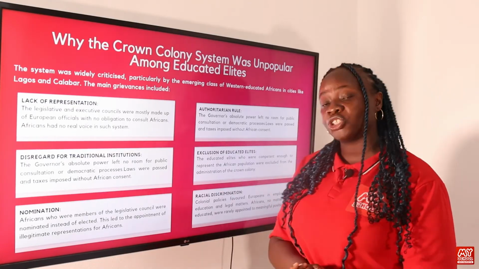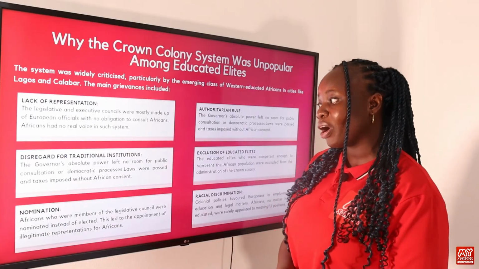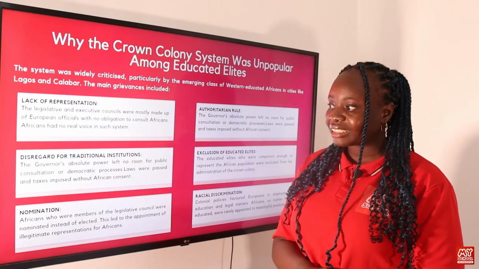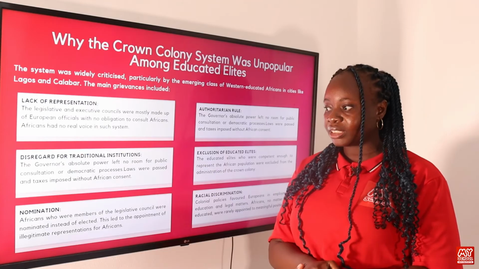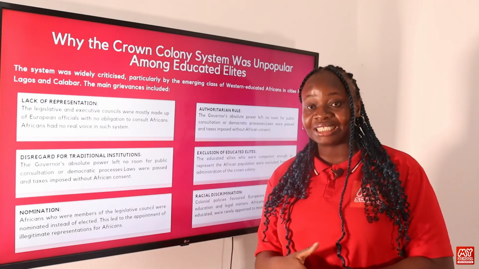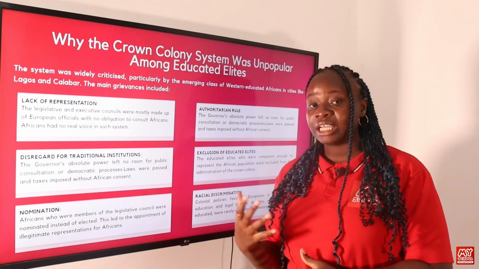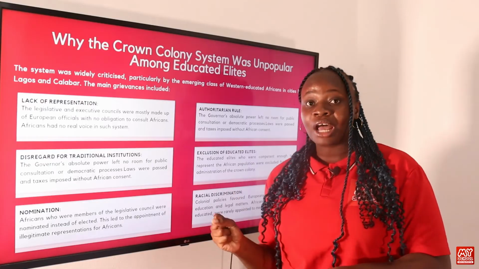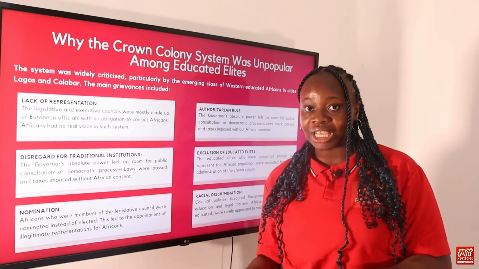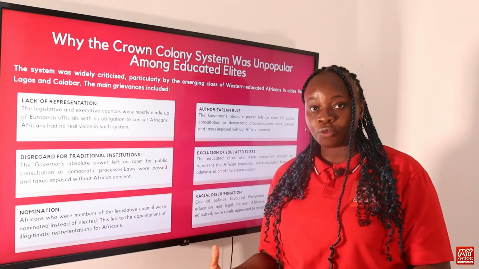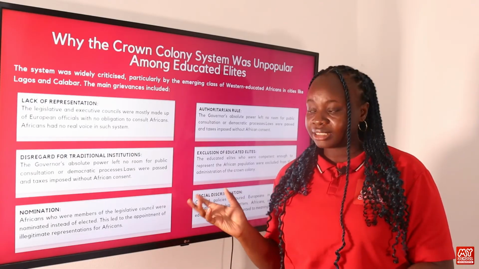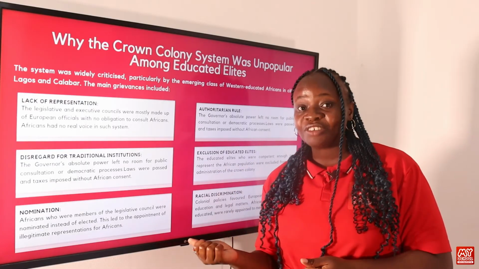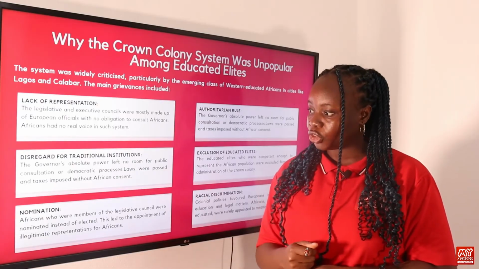There was also the disregard for traditional institutions. The governor's absolute power left no room for public consultation or democratic processes. Laws were passed and taxes imposed without African consent. So the traditional institutions were disregarded at the time. Remember, in the pre-colonial era, the emirs, the obas, and other traditional rulers within African society had absolute power. They had the power to govern the society according to the customs of the people. But in the Crown Colony system, the traditional rulers were stripped of most of their power. They had to receive policy direction from the British colonial administration.